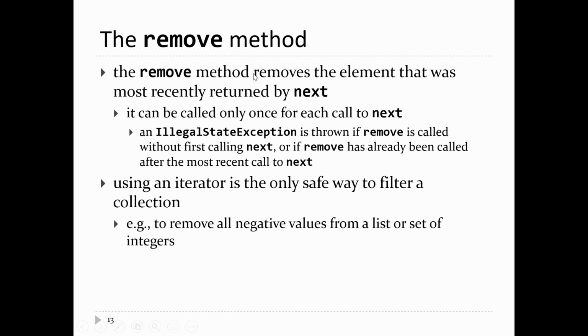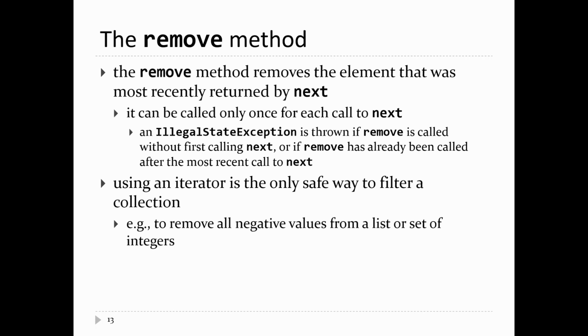Okay, so to implement remove, you have to know what remove does. Remove removes the element that was most recently returned by next. It's a bit odd, how you use iterators. The way you use an iterator is you normally call hasNext to see if there is a next element. If hasNext is true, you call next. That gives you back an element. And then if you want to remove that element, then you can call remove. But you can only call remove if you've already called next. You can only call remove once every time you call next.